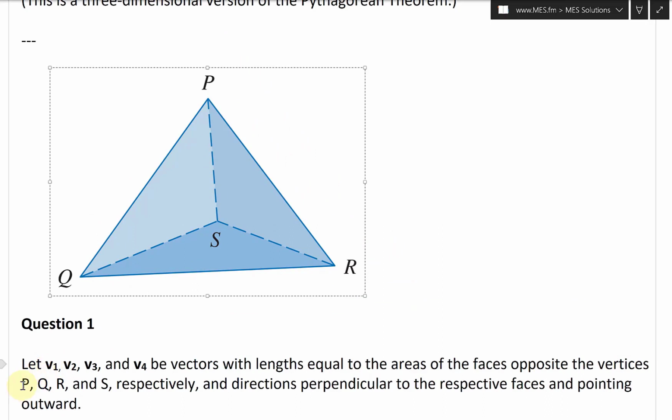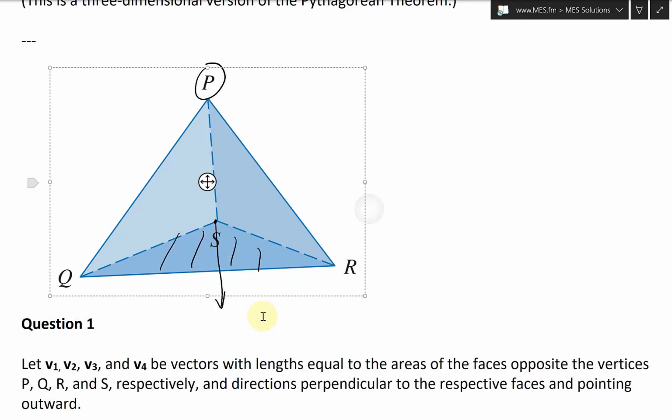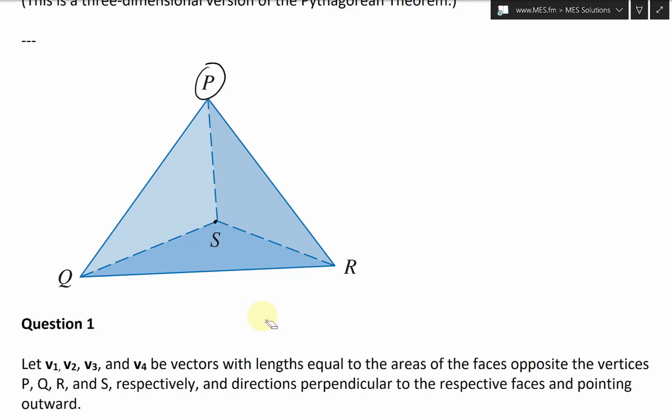It corresponds to the area of the face opposite the vertex P. So if this is P, the face opposite is going to be right here. The length of this vector is going to be like that, V1, and the directions are perpendicular to the respective faces and pointing outwards. So if it's perpendicular to this face and pointing outwards, we're going to be pointing away from it, and let's set everything to the origin. We're going to be pointing downwards away from this face, perpendicular to that setup.